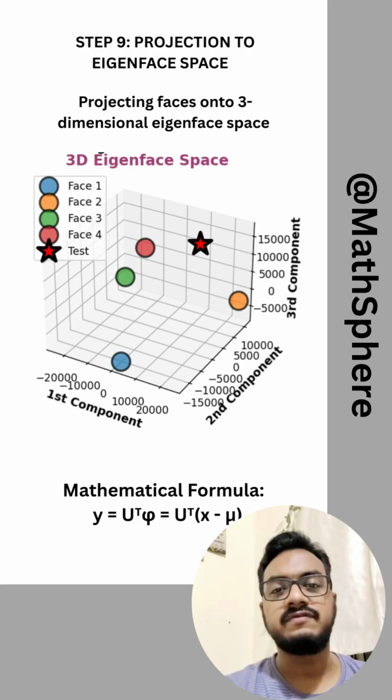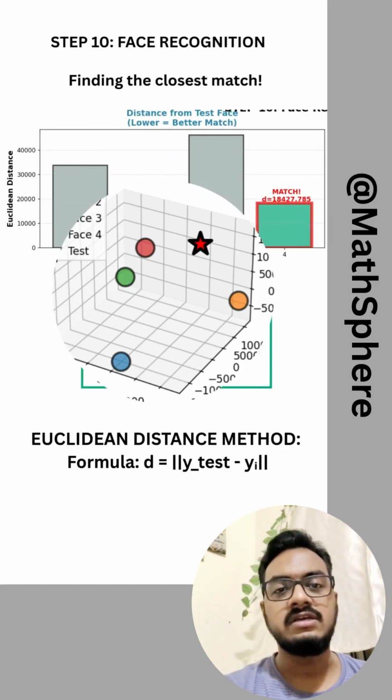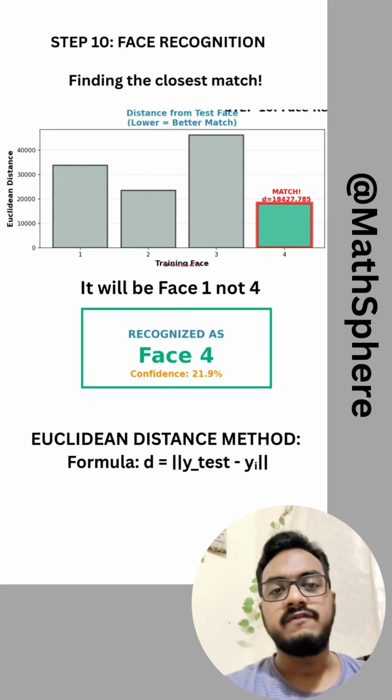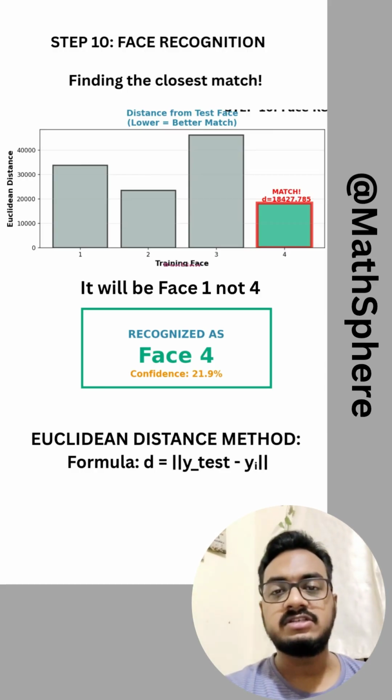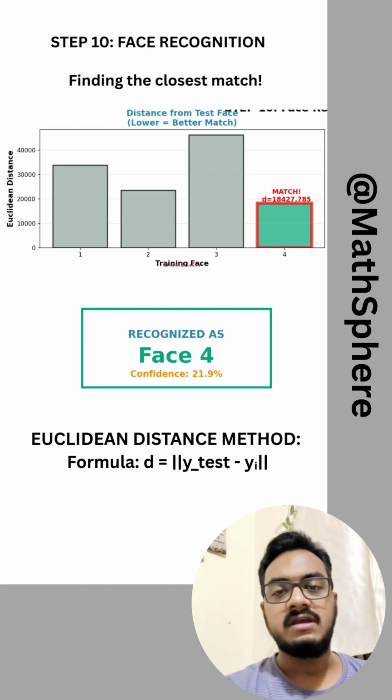So this is how face recognition uses linear algebra: from images to matrices, from matrices to vectors, and from 175,000 dimensions to just 3 dimensions. No AI magic, just beautiful mathematics. That's the eigenfaces.